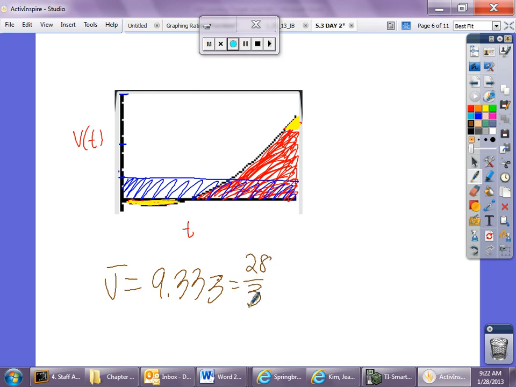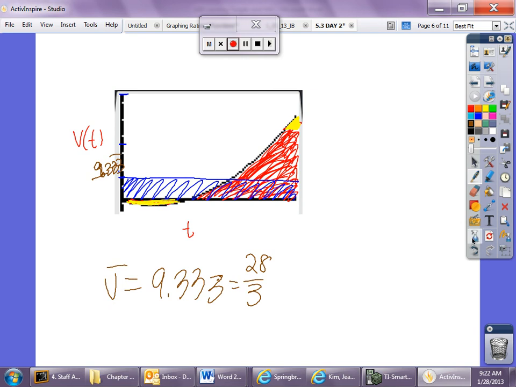So again, what that means is on the same exact graph, I can look at the area of the red because the yellow negated itself, and the rectangle with the height of that average value, 9.33333, is the same area as the red graph, which is the velocity graph.